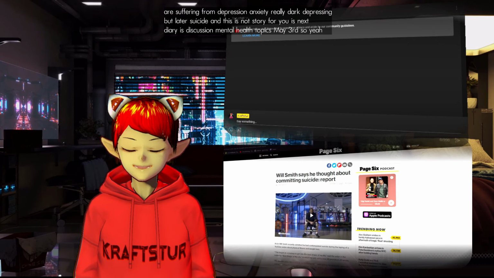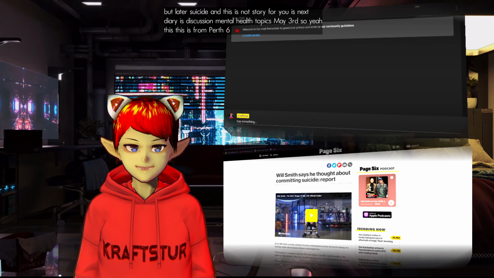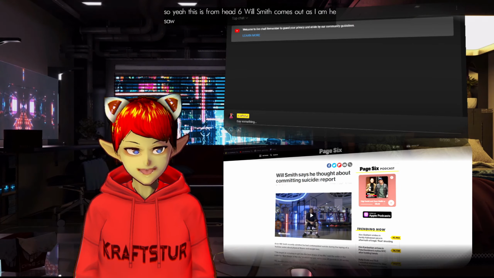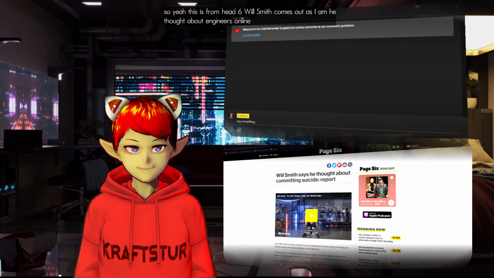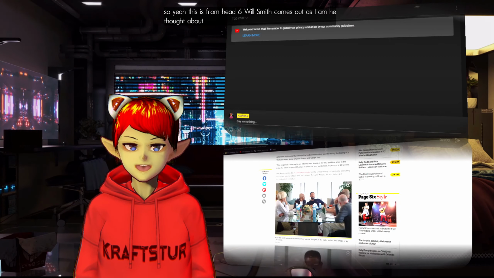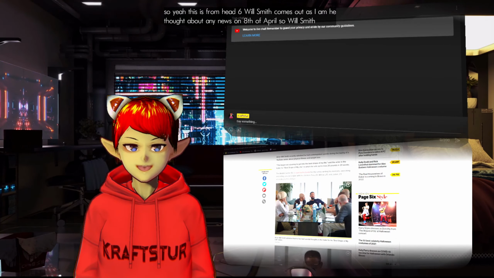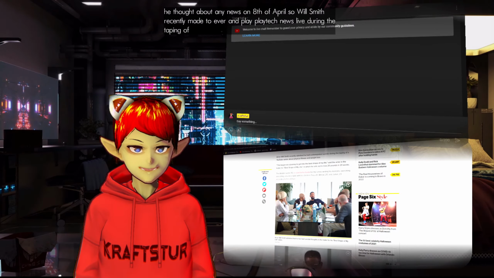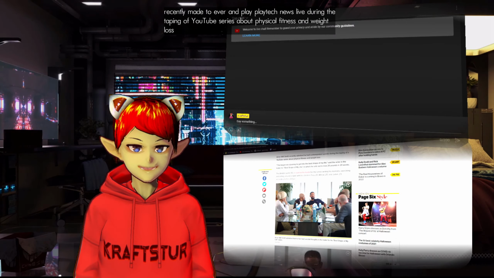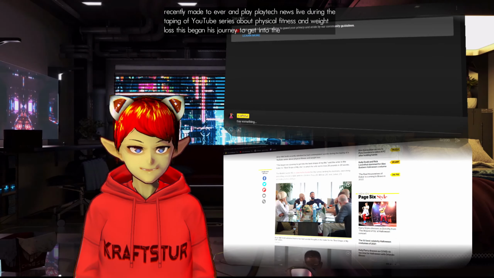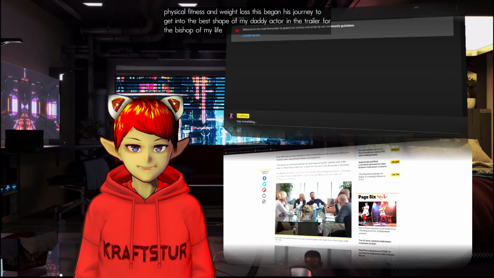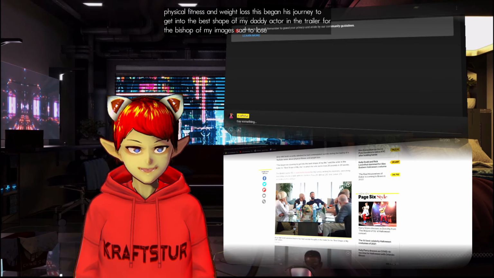So this is from Page Six, and Will Smith comes out and says that he thought about ending his own life in a report. So actor Will Smith recently admitted to have contemplated taking his life during the taping of a YouTube series about physical fitness and weight loss. This began as a journey to get into the best shape of my life, said the actor in the trailer for The Best Shape of My Life, in which he sets out to lose 20 pounds in 20 weeks.